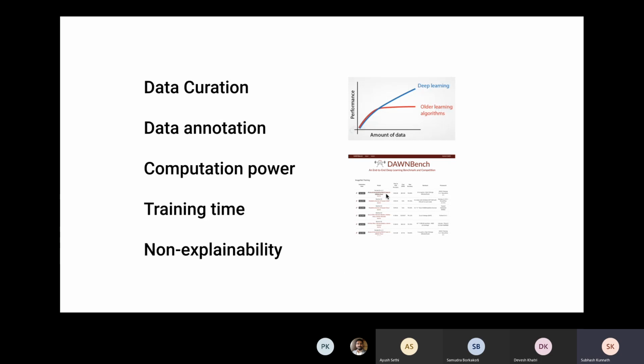And here I have given some training benchmarks, for each of these models, how much time it took and what computation power was used, and it's not visible, I guess.